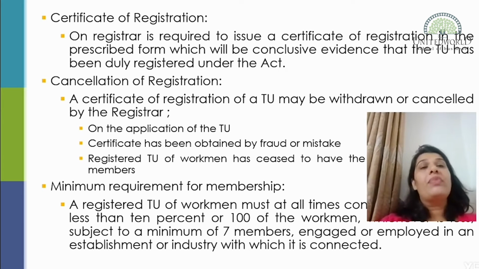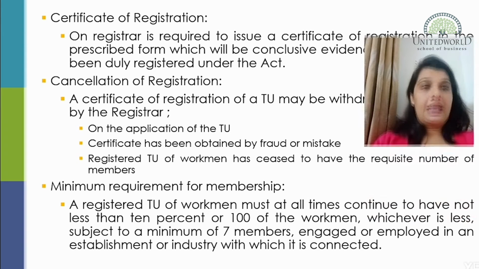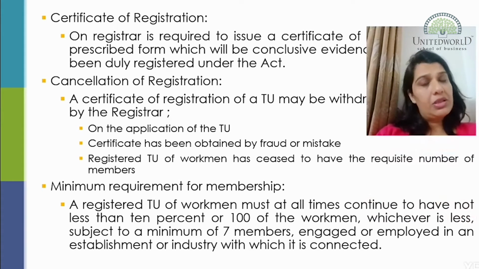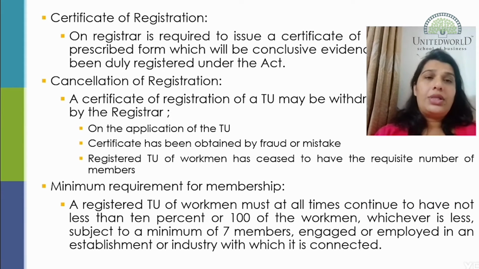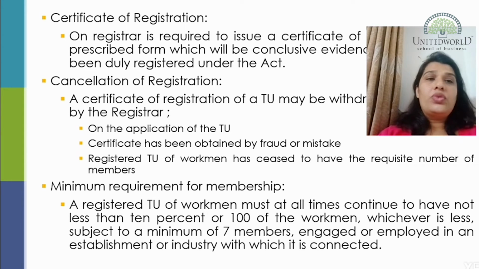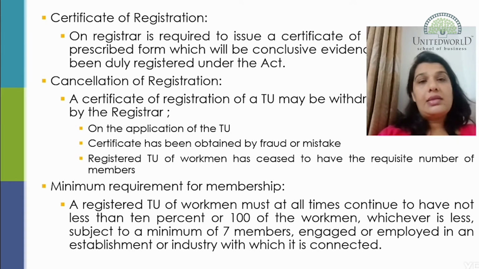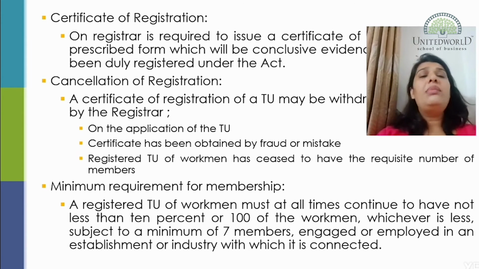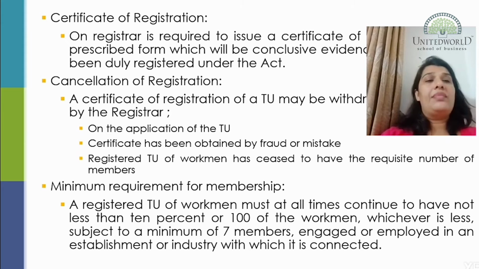For that, the trade union has to give an application. If the certificate has been obtained by fraud or mistake, this can be possible, and the registrar is authorized to cancel the registration of the trade union. And if a registered trade union of workmen has ceased to have the requisite number of members, then also it automatically gets dissolved.